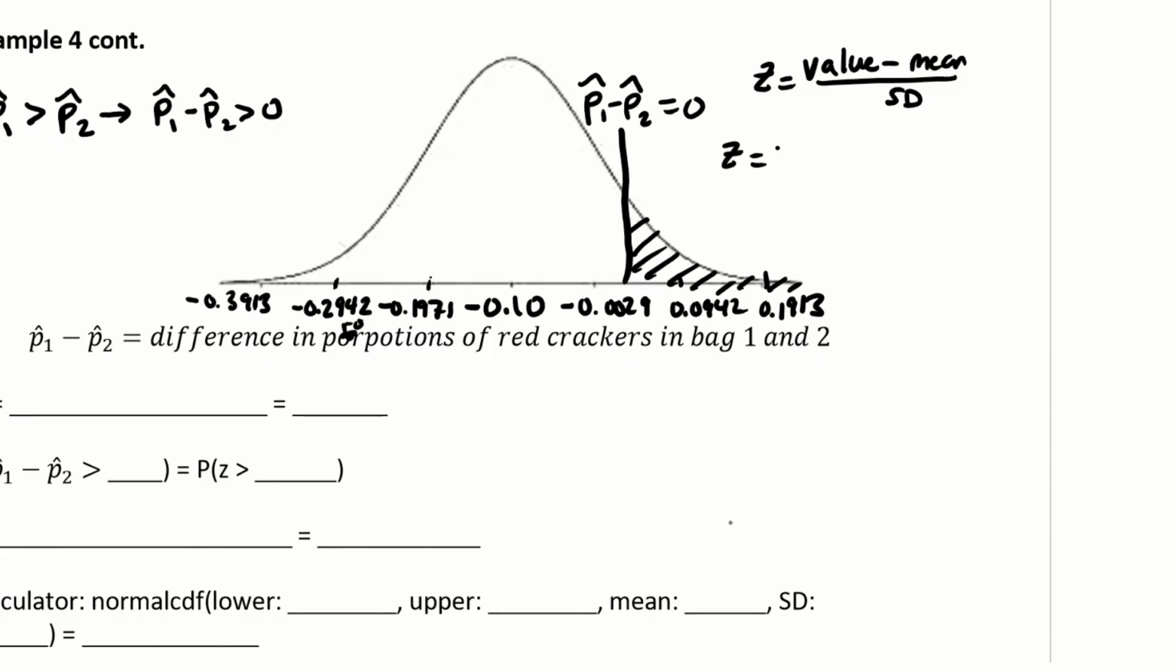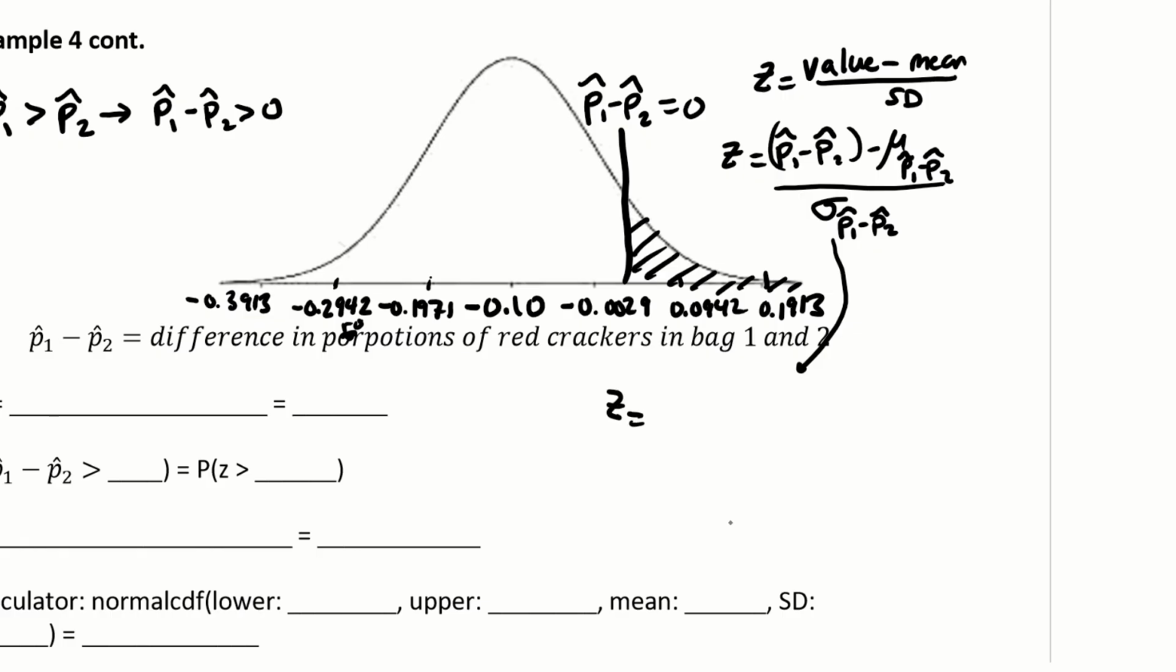And the mean is the mu of p hat 1 minus p hat 2, right? And the standard deviation is the sigma of p hat 1 minus p hat 2. So if I were to continue to write the formula, we know the value. It's going to be the same. But the mean of p hat 1 minus p hat 2, remember, is p1 minus p2, right?